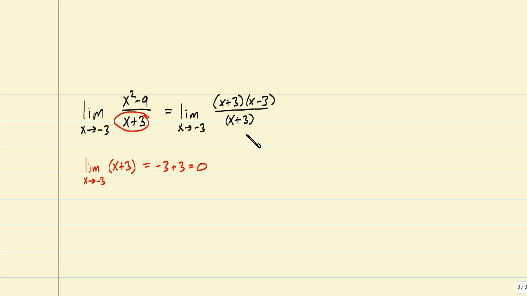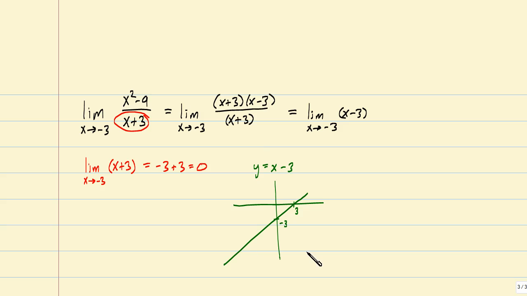Now, what's our temptation here? We would really like to cancel the x plus 3's, right? Can we do that? Is it true that the limit of all this is the limit of simply x minus 3? Let's think about the graphs of these two functions, this one and this one. If we were to graph this x minus 3, or y equals x minus 3, of course the graph of that is familiar to us. It's a line, right? In fact, it's a line through negative 3 on the y-axis and 3 on the positive x-axis.